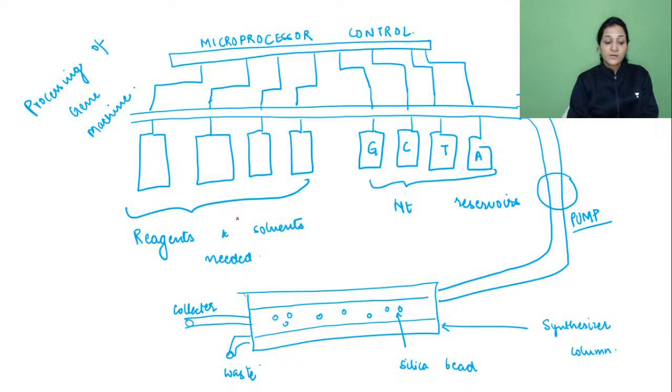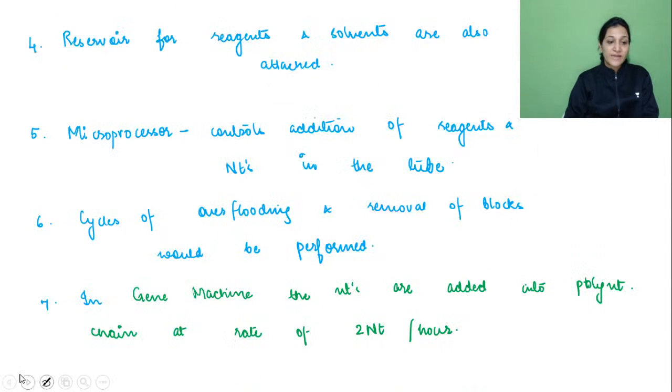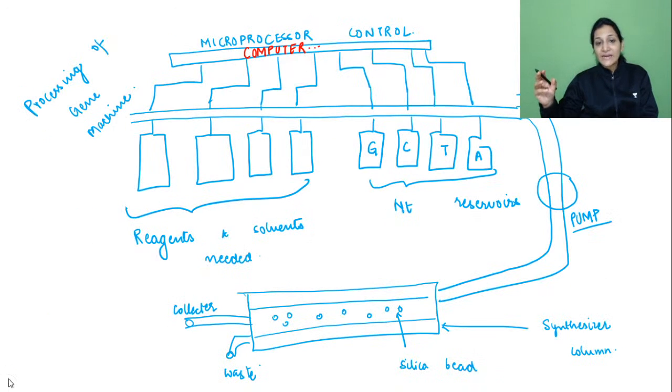So this is how the machine looks. This is the microprocessor control, or you can also write computer, from where the whole instruction of the sequence is given, that is, which nucleotide has to be added next. Wherever the signal reaches, that reservoir is going to open, and that type of nucleotide is going to flow into the cylindrical tube. The cylindrical tube contains lots of silica beads, and on the silica beads the newly synthesized sequence is attached.